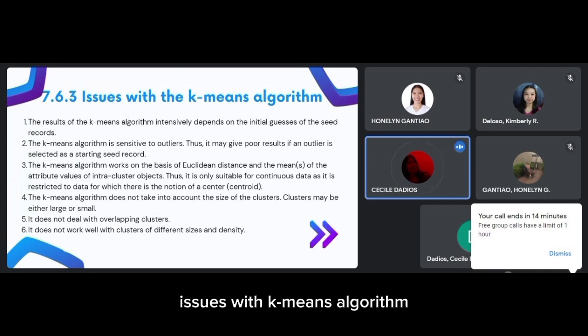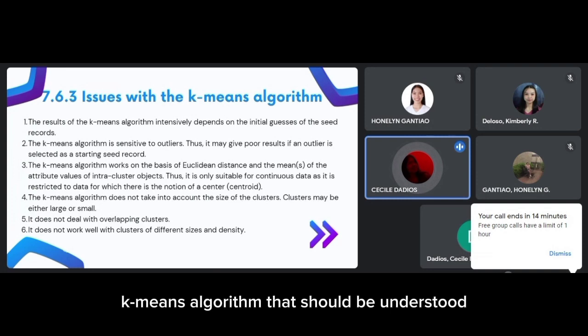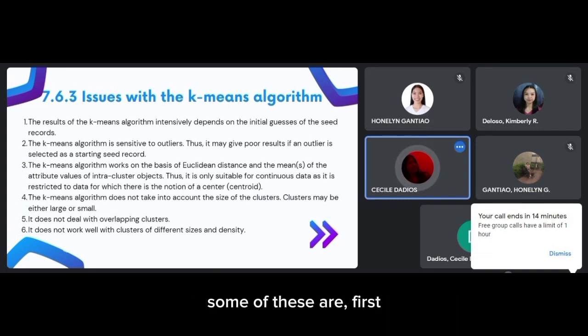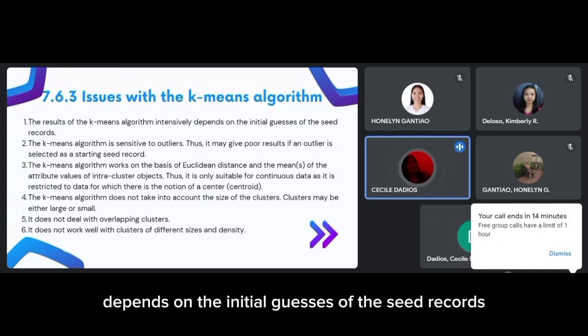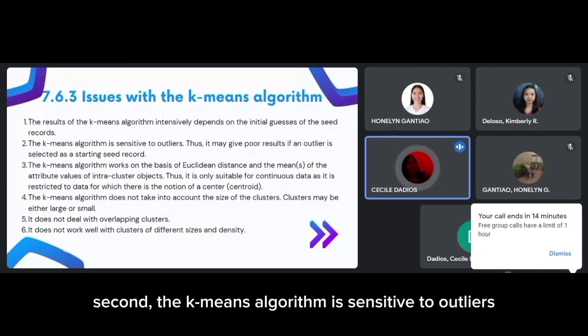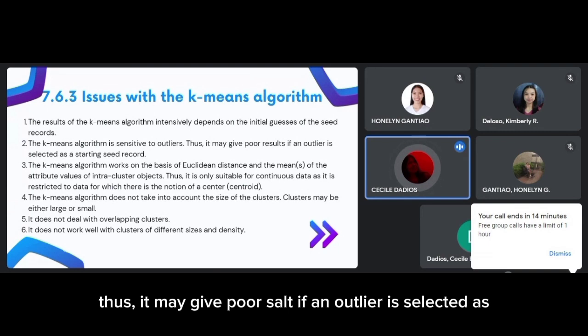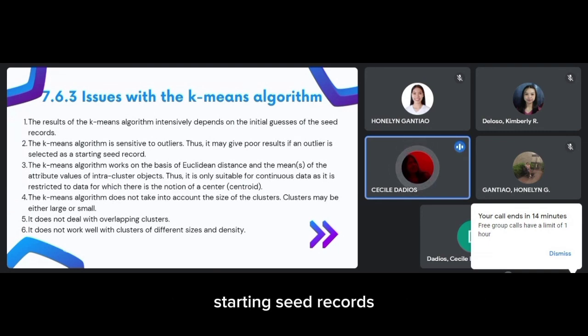Issues with K-means algorithm. There are a number of issues with the K-means algorithm that should be understood. Some of these are: first, the result of the K-means algorithm intensively depends on the initial guesses of the seed records. Second, the K-means algorithm is sensitive to outliers. Thus, it may give poor results if an outlier is selected as a starting seed record.